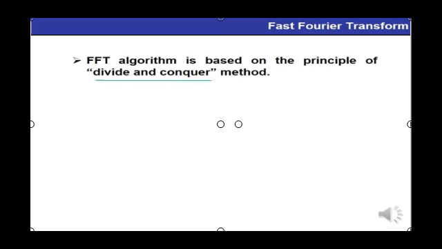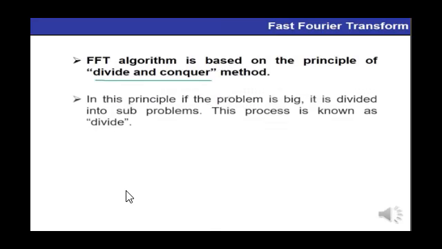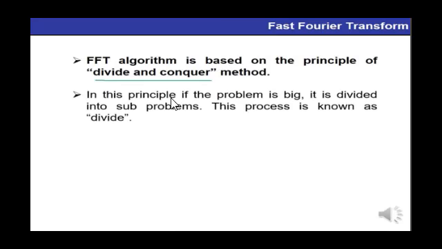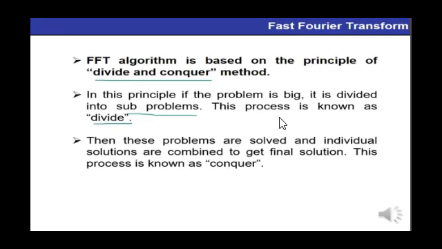Now, students, as we know, the British rulers used the formula of divide and rule. The same formula is used by the FFT algorithm. It is based on divide and conquer. If the problem is big, we divide it into sub problems, and we solve individual problems one by one, and all the individual solutions are combined to get the final solution.